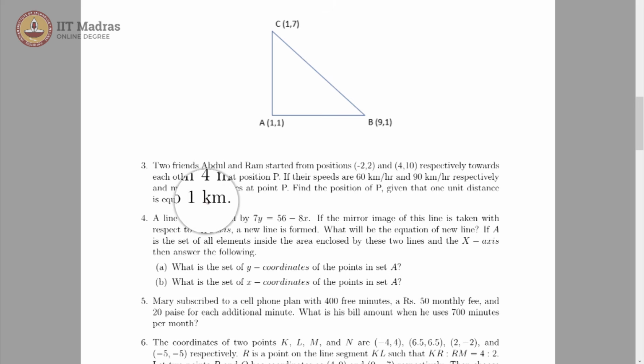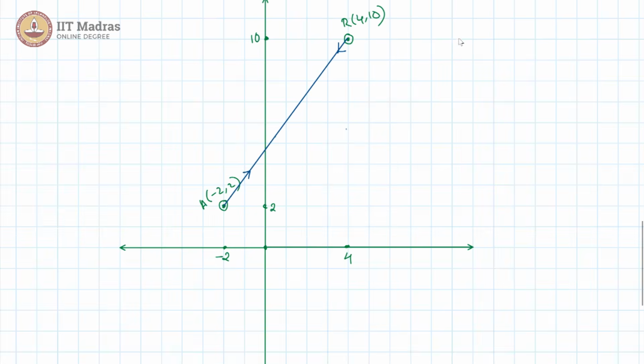If 1 unit is a kilometer, we have 60 kmph into 4 by 60, because it's 4 minutes and the units are in kilometers per hour. So 60 into 4 by 60 is equal to 4 km. So Abdul is moving 4 km, whereas Ram is moving 90 into 4 by 60, which is 6 km. So they meet somewhere in this region and we would like to know that point.